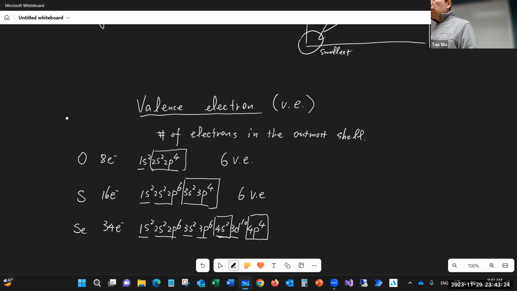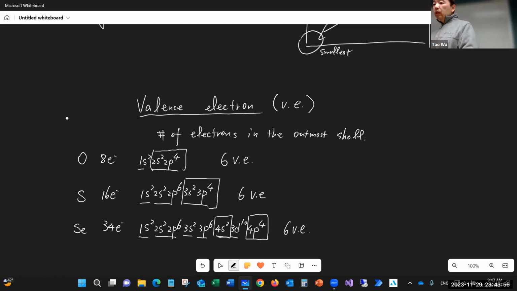The reason we write it like this is because we write the electron configuration based on the order of energy. 4s has less energy than 3d, so you put the 3d in the middle. But it doesn't mean 3d is in the fourth shell. 3d is still in the third shell. So the outermost shell for selenium is 4s, and that's why it also has 6 valence electrons. That makes sense, right?